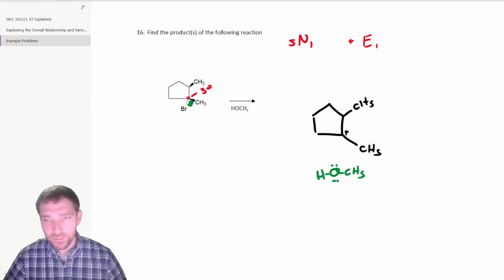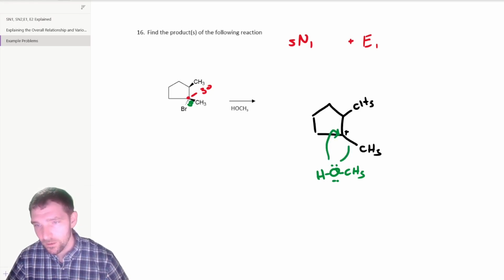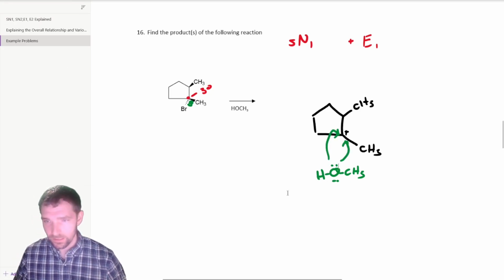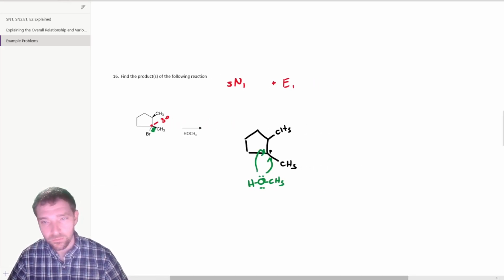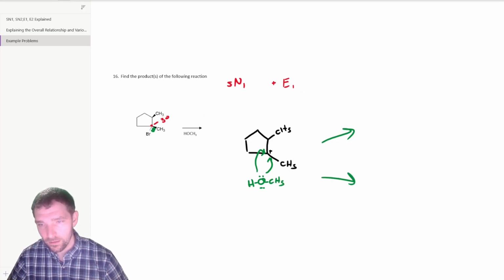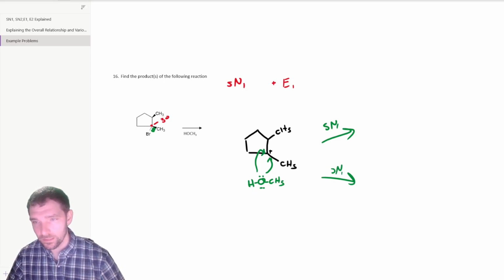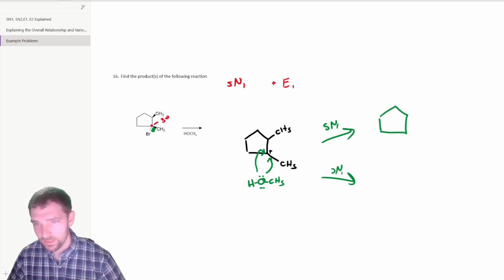And so this could potentially attack from the top and the bottom like we did last time. So kind of like what we saw last time, this is going to form one of two things when we're talking about the SN1. So we've got our SN1s, we'll talk about that. This ends up forming a similar sort of thing. Looks very similar.